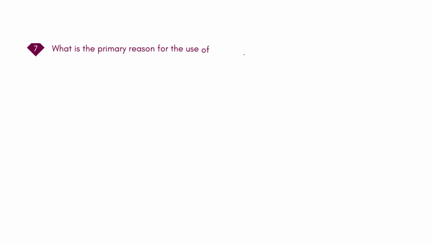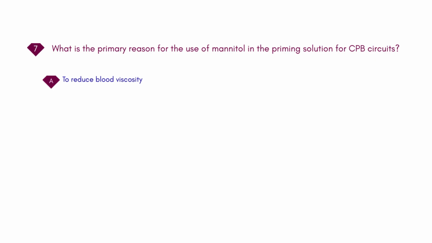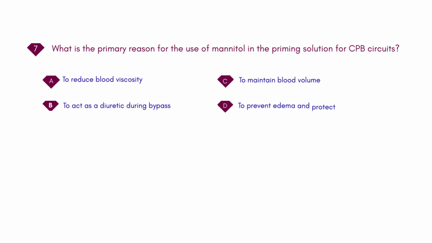What is the primary reason for the use of mannitol in the priming solution for CPB circuits? A. To reduce blood viscosity. B. To act as a diuretic during bypass. C. To maintain blood volume. D. To prevent edema and protect organs. Answer: D. To prevent edema and protect organs.